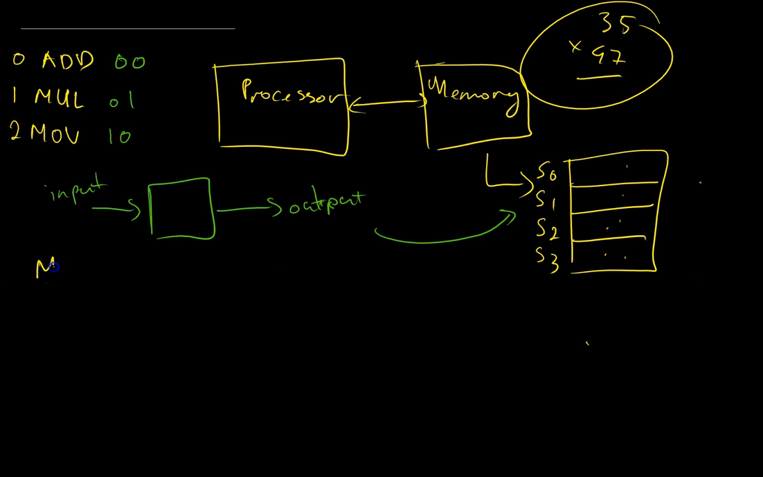So here we have the move operation, and what the move operation is going to do is a very, very simple thing. It's going to take a value, v, and v can be any number, and it's going to put it into one of the slots, into either slot 0 up to slot 3. So this is all the instruction is going to do.